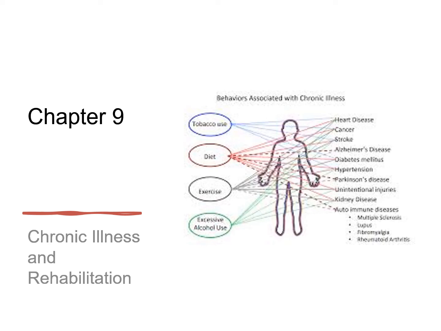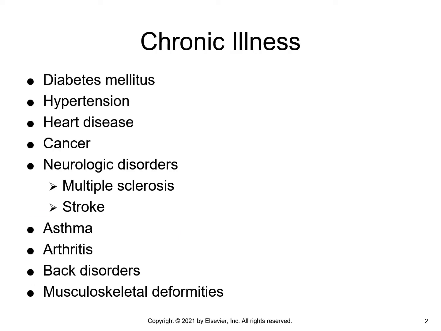Chapter 9, Chronic Illness and Rehabilitation. Nursing implications related to chronic illness are to understand that spiritual distress may be experienced as the person is faced with limitations of the illness or disability. Holistic care that addresses the spiritual as well as psychosocial needs and physical needs is required and essential.